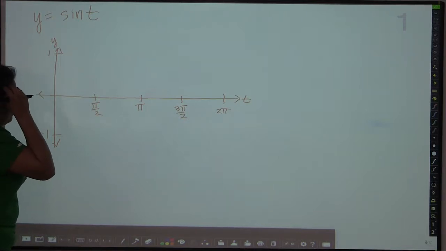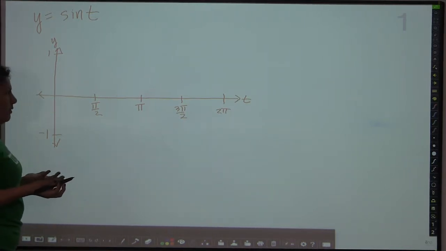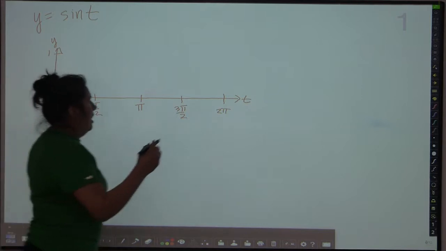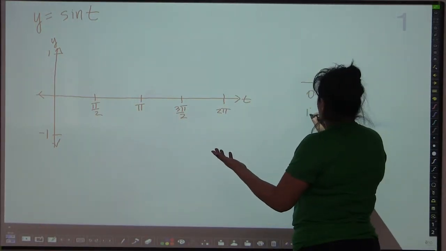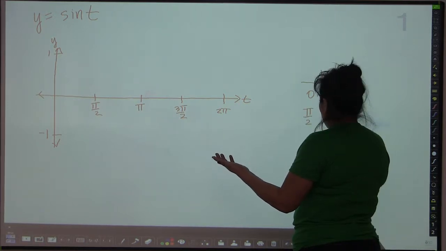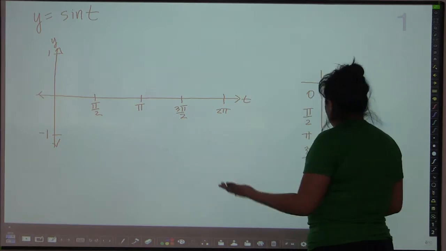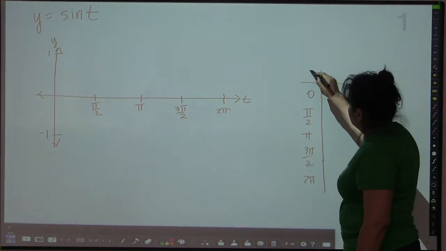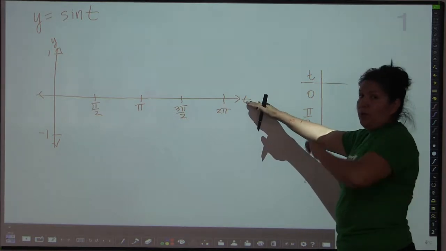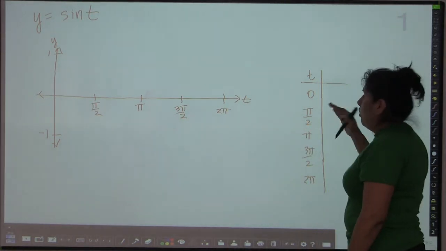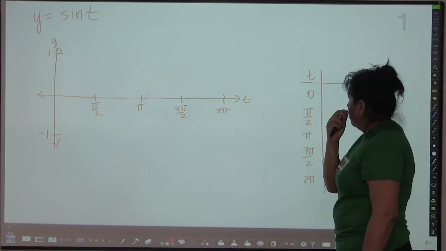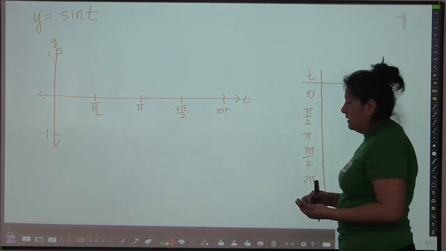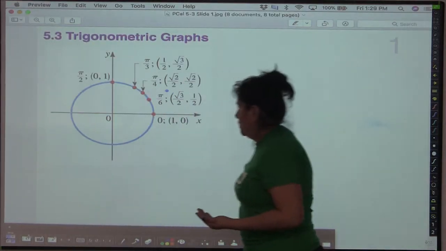And so then we want to basically make somewhat of a t-table. We want to know what the value is when t is 0, when it's pi over 2, when it's pi, 3 pi over 2, and then 2 pi. Okay? So again, this is our t-axis. This is basically the blue part that wraps around the circle. And then y, in this case, is the sine function, sine of t. So the sine function corresponds to all of the y coordinates in this image.